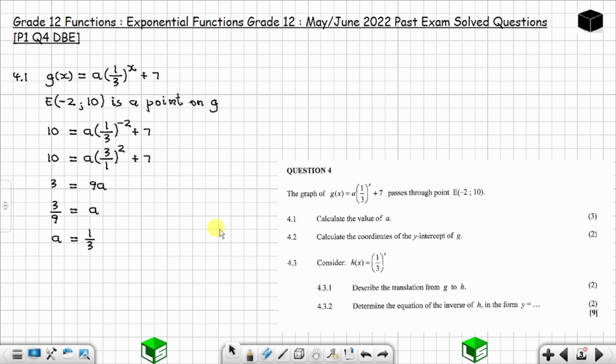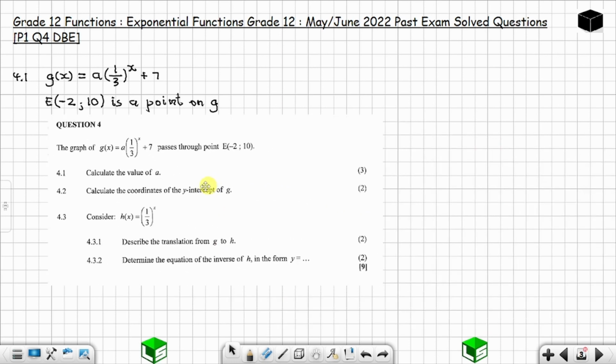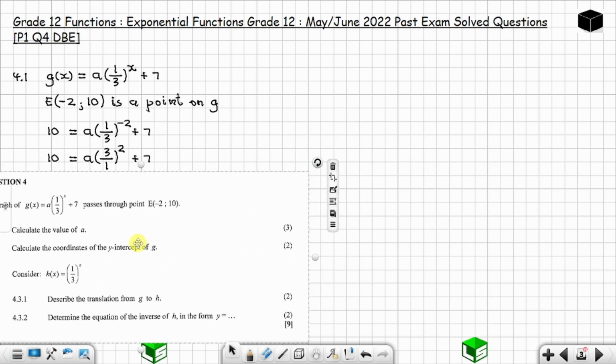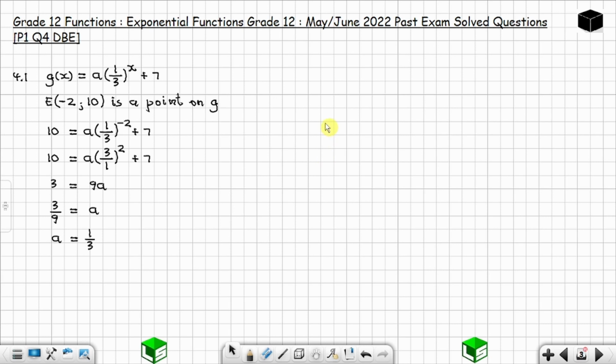Okay, so now the next question, 4.2: calculate the coordinates of the y-intercept of g. You need to calculate the y-intercept of g. Let me close this for now, and let me put a line here. And then I'll start my 4.2 there.